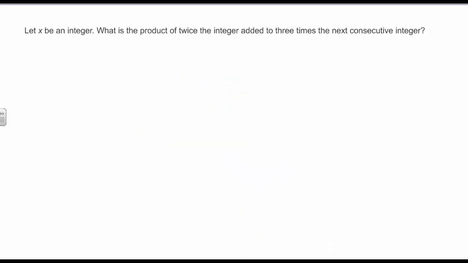So in this next example, it looks like we have a consecutive integer problem. It says, what is the product of twice the integer added to 3 times the next consecutive integer? So we're going to call the first integer x first. And if it's a consecutive integer, that's x plus 1. And we want a product of twice the integer added to 3 times the next consecutive integer.